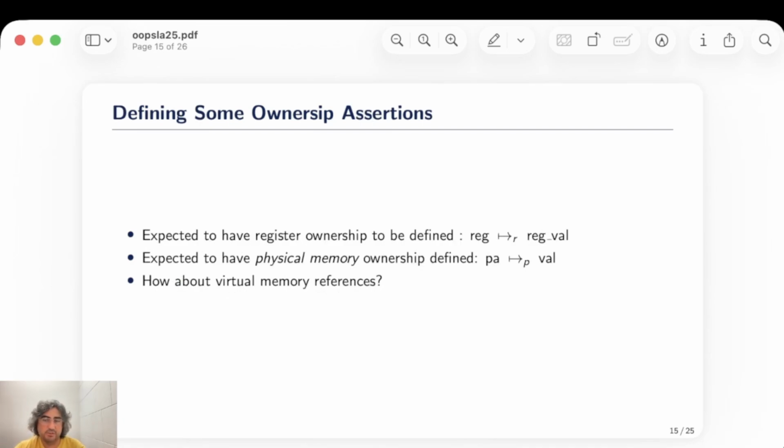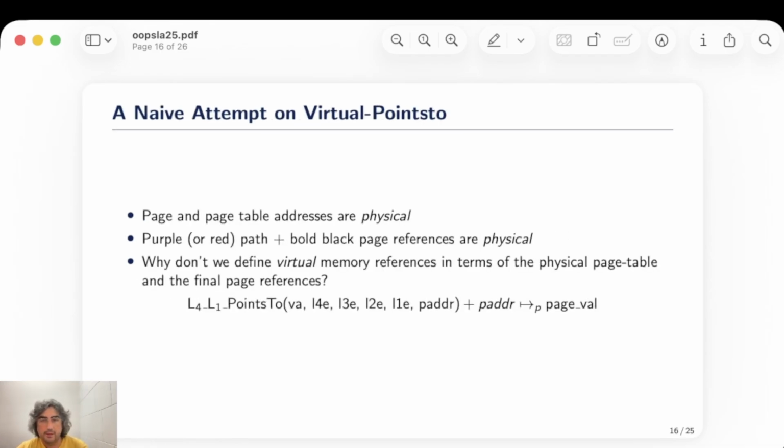And so on top of our machine semantics, defining the register points-to and physical memory points-to were straightforward. But as you might have already noticed, virtual points-to is a little bit tricky. A naive attempt to define the virtual points-to relation would be to give a definition in terms of unfolding physical points-to assertions describing the accesses to the shared page tables at each level.